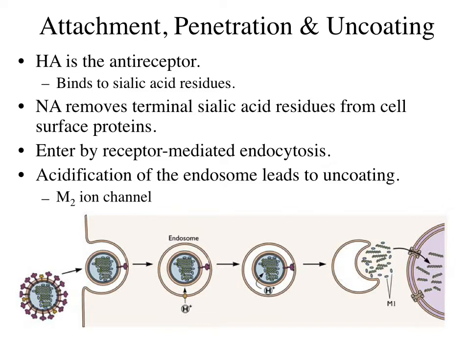This change exposes a fusion peptide on the HA, a short hydrophobic sequence that inserts into the endosomal membrane and causes it to fuse with the viral envelope. When this occurs, the viral RNAs are released into the cytoplasm. They are then transported into the cell nucleus where viral RNA replication occurs.